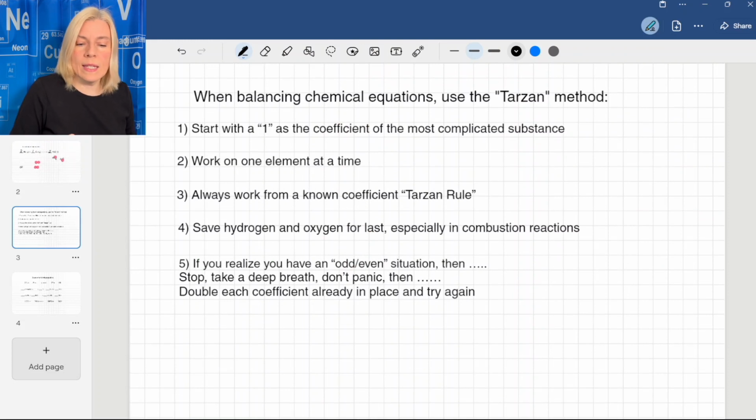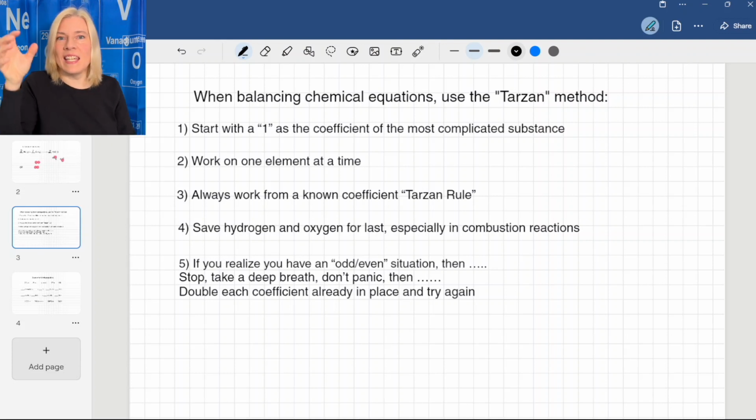When balancing chemical equations, I like to teach the Tarzan method. It's a great method. So you remember Tarzan. Hopefully you've heard of Tarzan or you watched the Disney movie. What does Tarzan do? Tarzan grabs onto a vine and then he swings along from tree to tree, holding onto that vine. And that's what we are going to do.